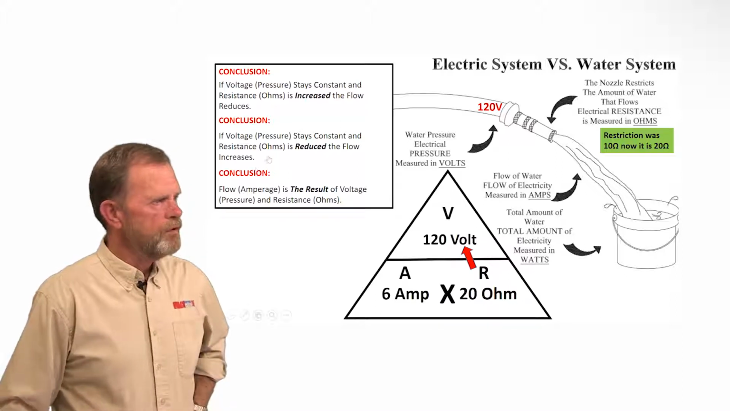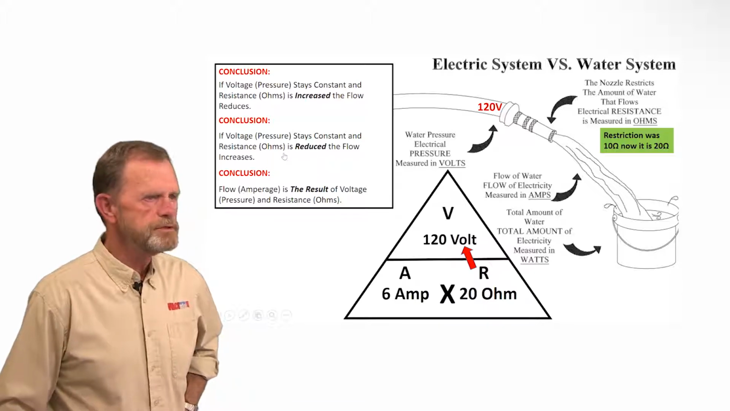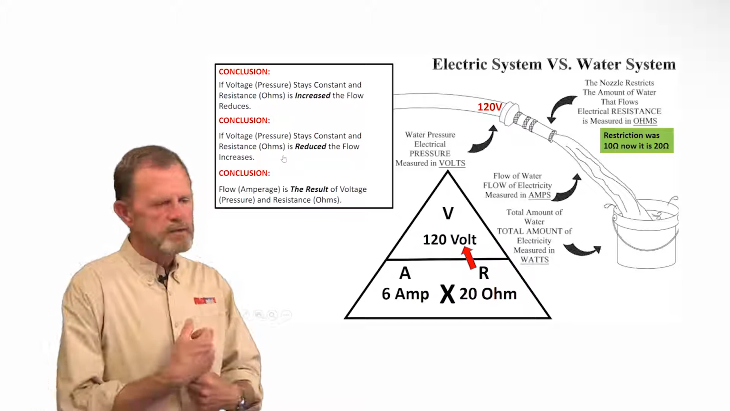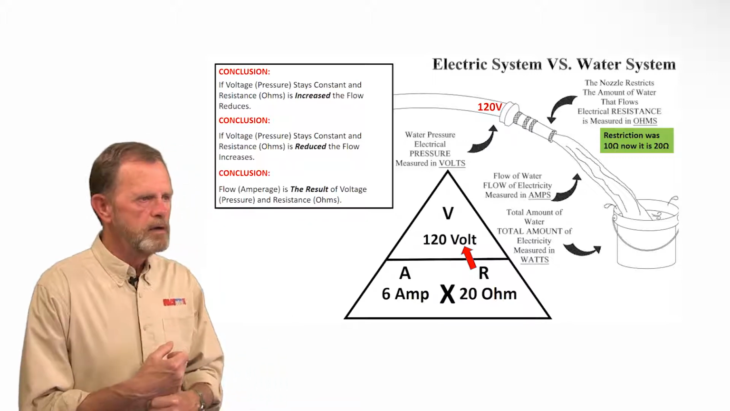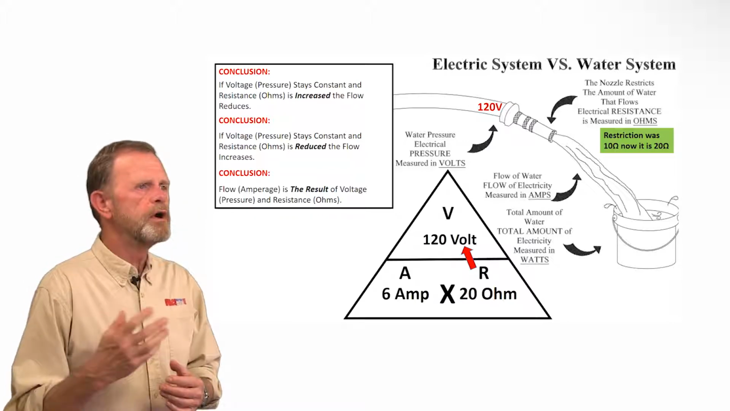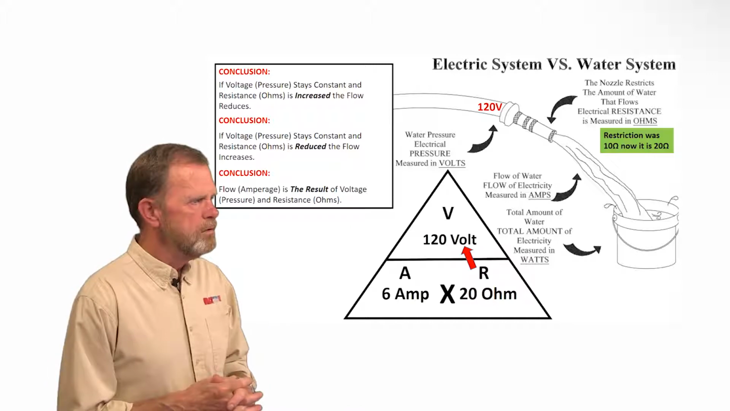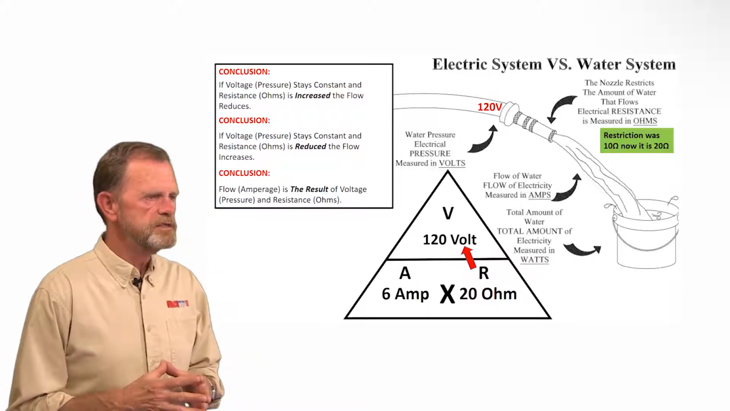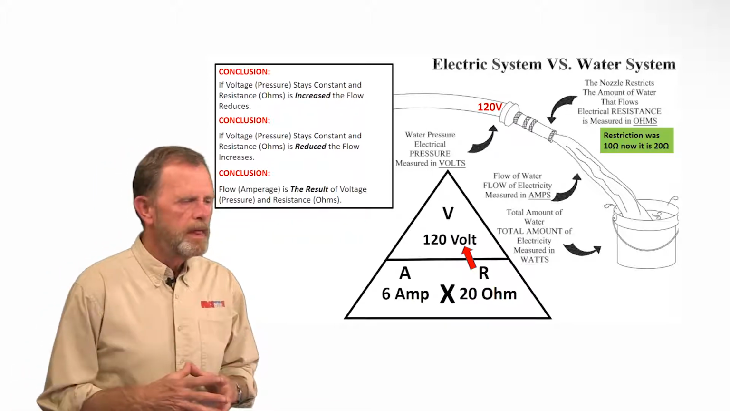Conclusion: if voltage pressure stays constant and resistance, ohms, is reduced, the flow increases. Sure, open that nozzle up wider, and now I get more gallons per minute or gallons per hour. In the case of electricity, now I get more amperage. Conclusion: flow, amperage, is a result of voltage, pressure, and resistance, ohms. And that's really the crux of the matter.